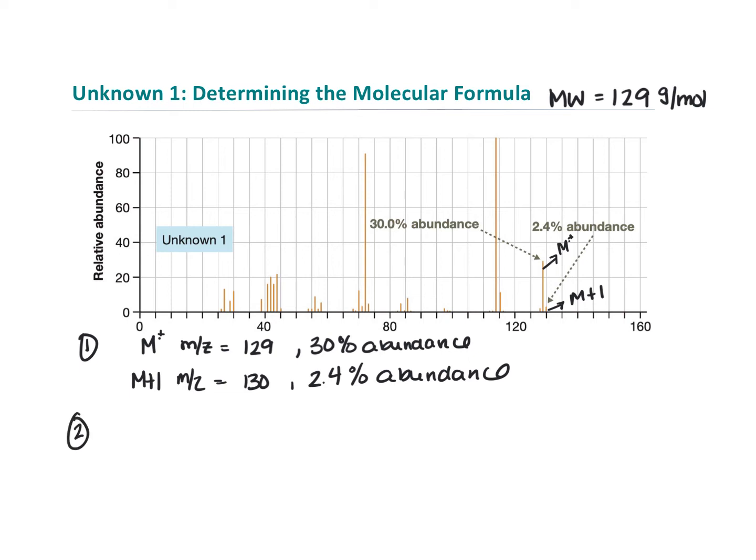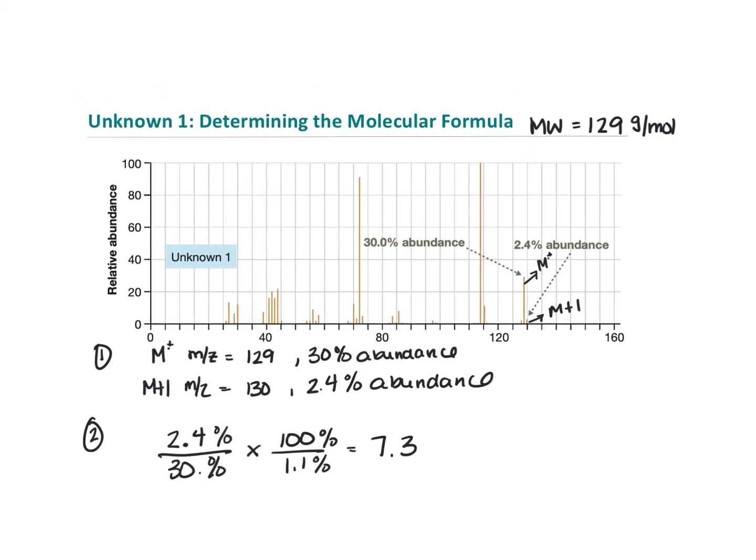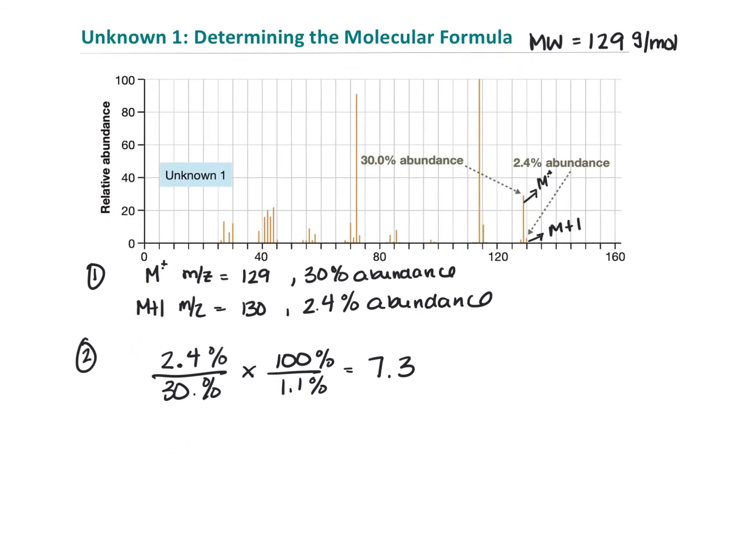Let's figure out how many carbon atoms we have. We put the M+1 intensity, 2.4%, divided by 30%, times 100 over 1.1%, which comes from the natural abundance of carbon. When I do this, I get about 7.27, which I'm going to round to 7. Make sure you're putting everything in your calculator correctly. So that tells me we're going to have about 7 carbons.